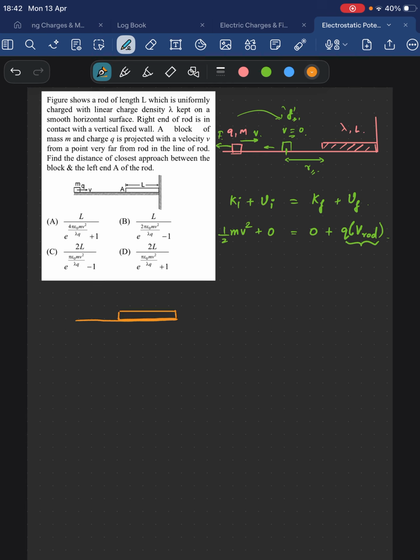So how do we calculate that? We need to calculate potential at this point P. This point P is located r distance away. So we'll say that this rod is made up of many point charges. So how do we select one point charge at a distance of x from point P? Let me select a dx portion.